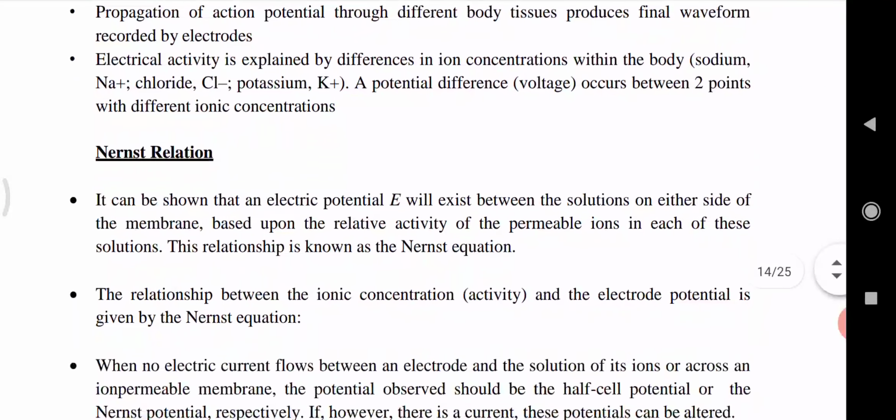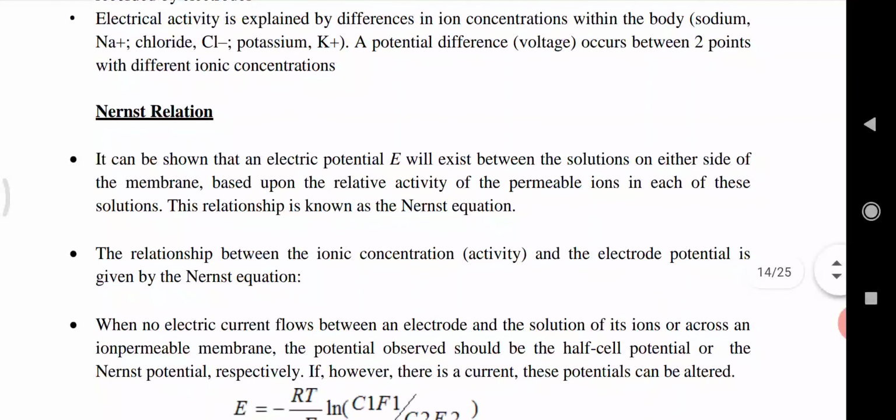Next important topic is the Nernst relation. In Nernst relation, it can be shown that an electric potential E will exist between the solutions on either side of the membrane. That is, between the intracellular fluid and the extracellular fluid, there exists an electric potential capital E based on the relative activity of the permeable ions in each of these solutions. And this relationship is known as Nernst relation.